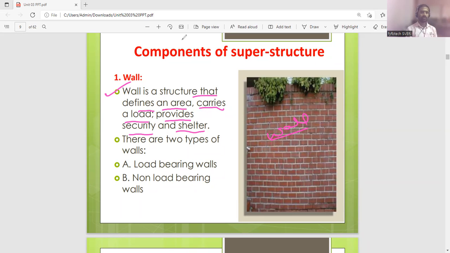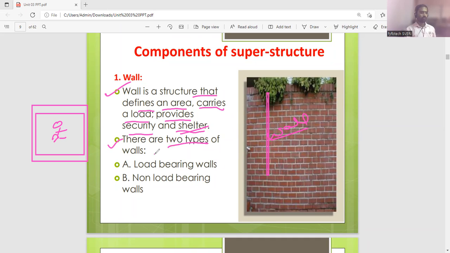So whenever you take any ground, at the outer side there is a wall, correct? That will cover some area. Your wall will cover some area, and it will carry load. The load from above comes on it, and it provides security. So for the people living inside, it will give security and shelter.